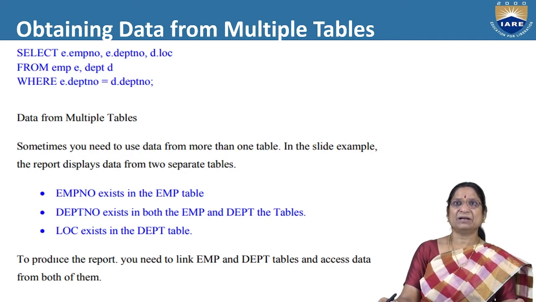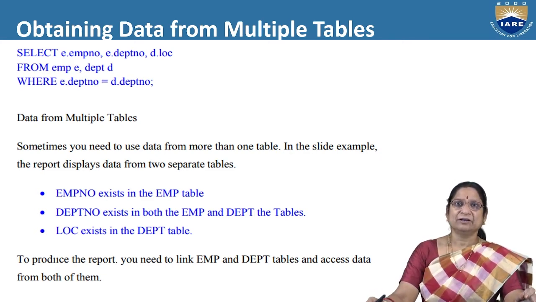So how to obtain multiple data from multiple tables? Initially, we will consider only two tables. The same can be extended to multiple tables. Already explained to you, there is no restriction on how many tables can be used or how many joins can be used in Oracle database or SQL. There is no such restriction.